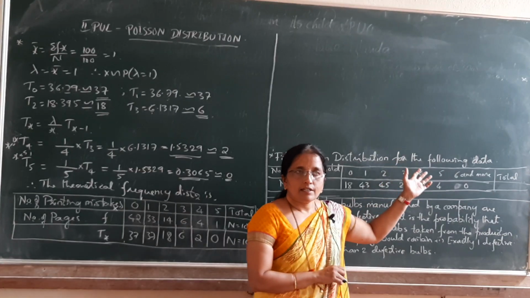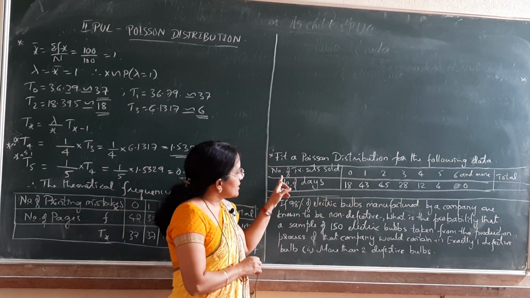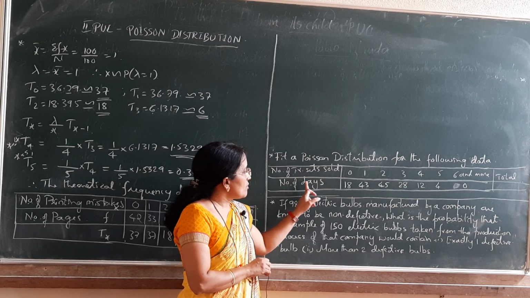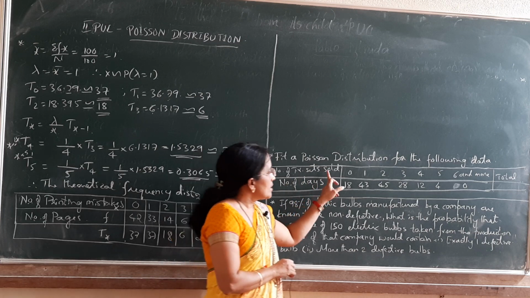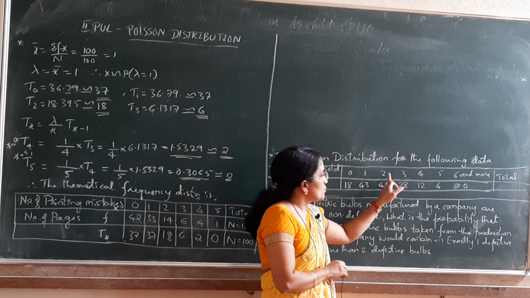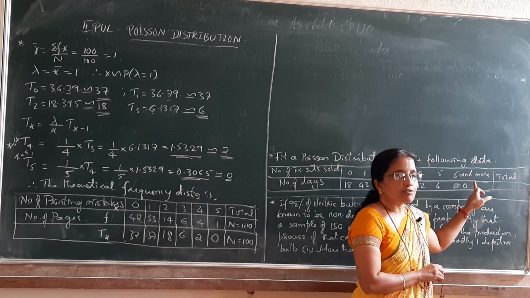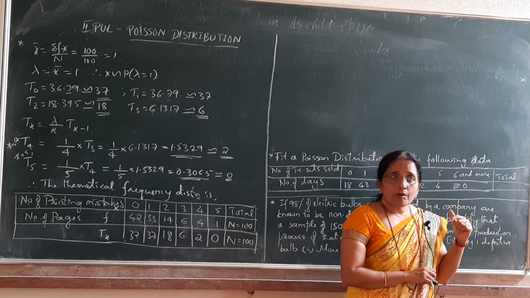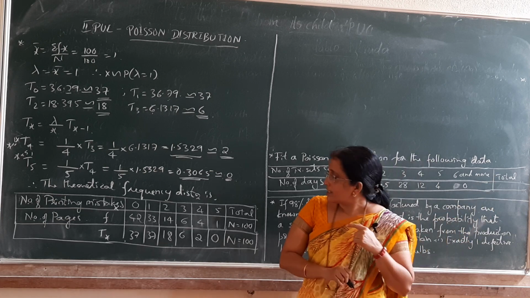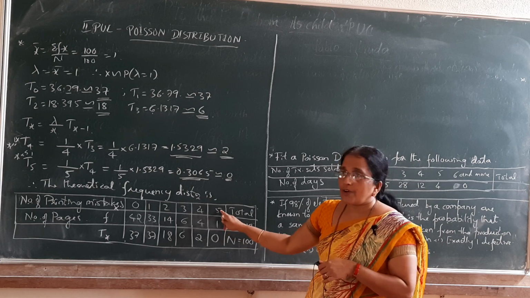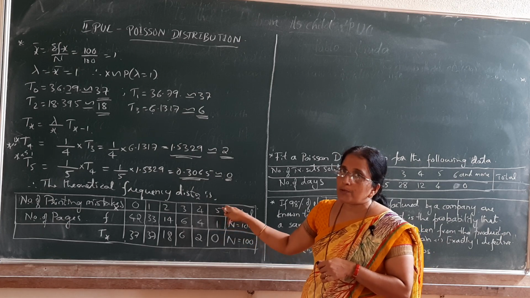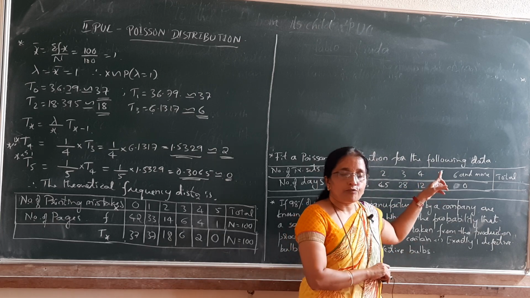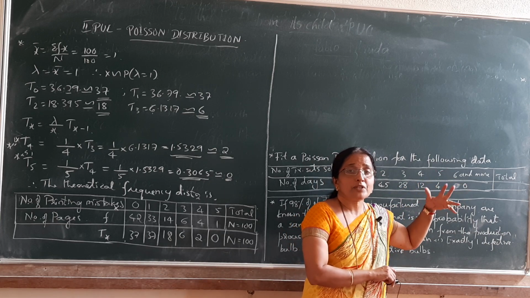We have to write the theoretical frequencies. Now here the data is given like this: number of TV sets sold, next number of days. Number of TV sets sold 0, 1, 2, 3, 4, 5, and the last value is 6 and more. In the earlier problem, a specific value is given at the end, and we can observe it is 5. Here the last value of x is not a specific value, it is something and more.